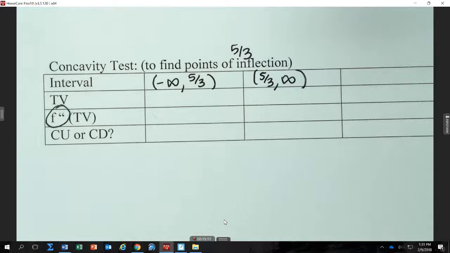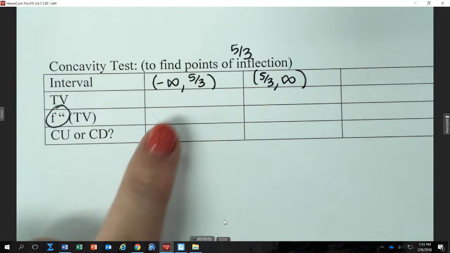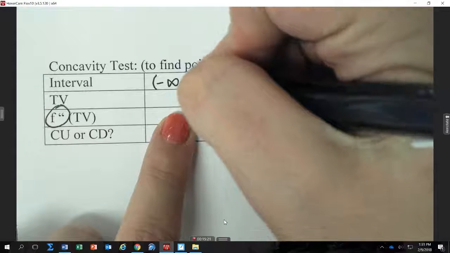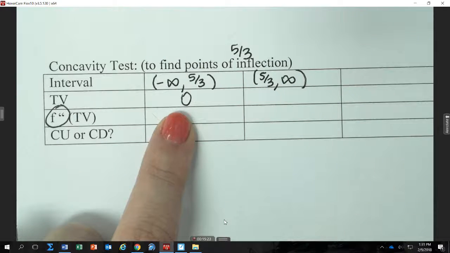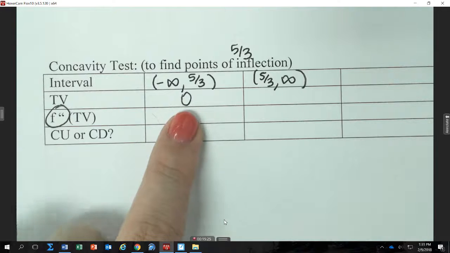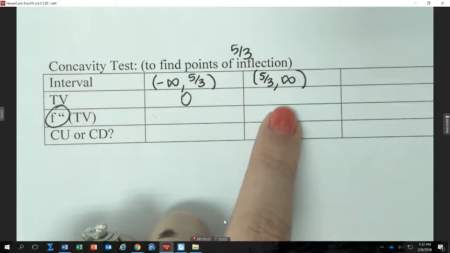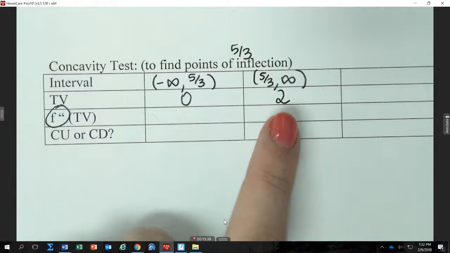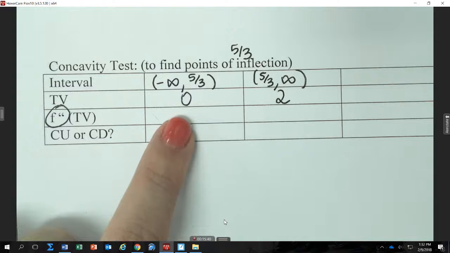All right, let's see. What do I want to pick on? Cassie, give me a test value for the first interval. 0. Sure, 0 works for me. Okay, you can use 0 for that first test value. Mallory, give me a test value for the second interval. 2. Sure. All right, so I pick my test values and I plug them into the second derivative.